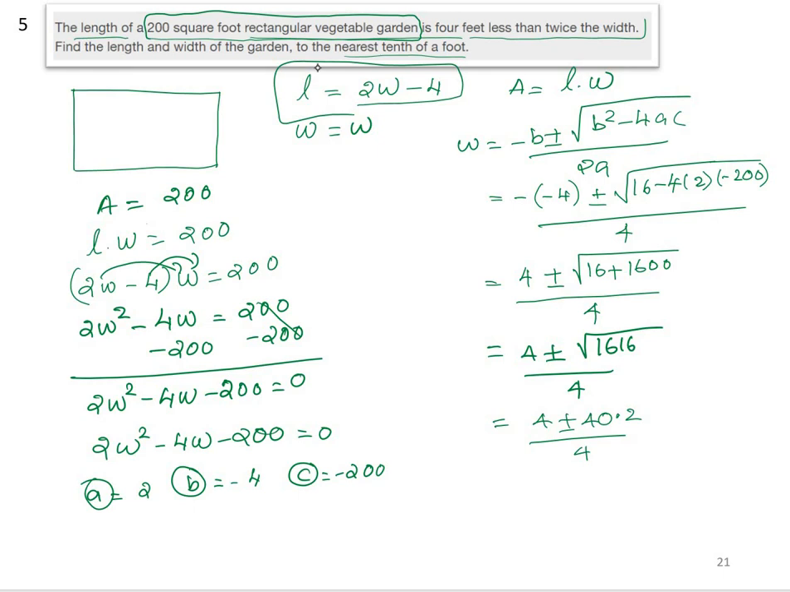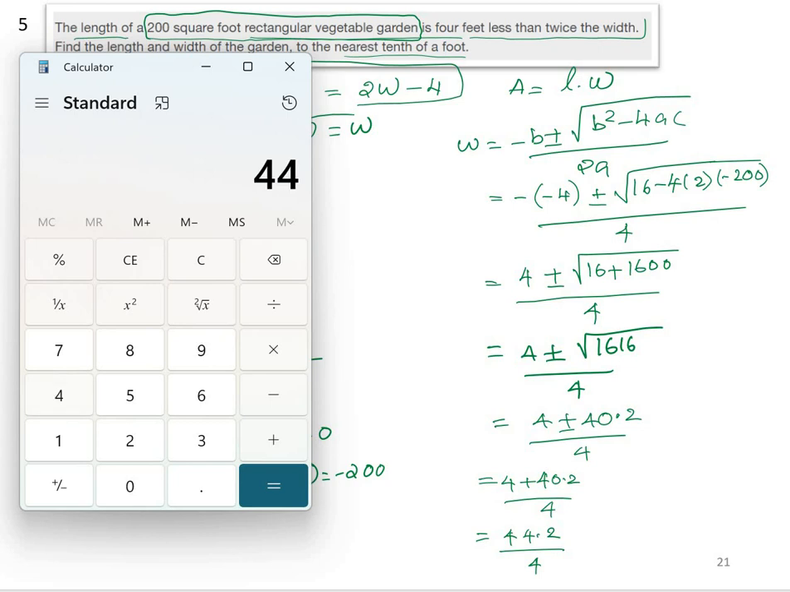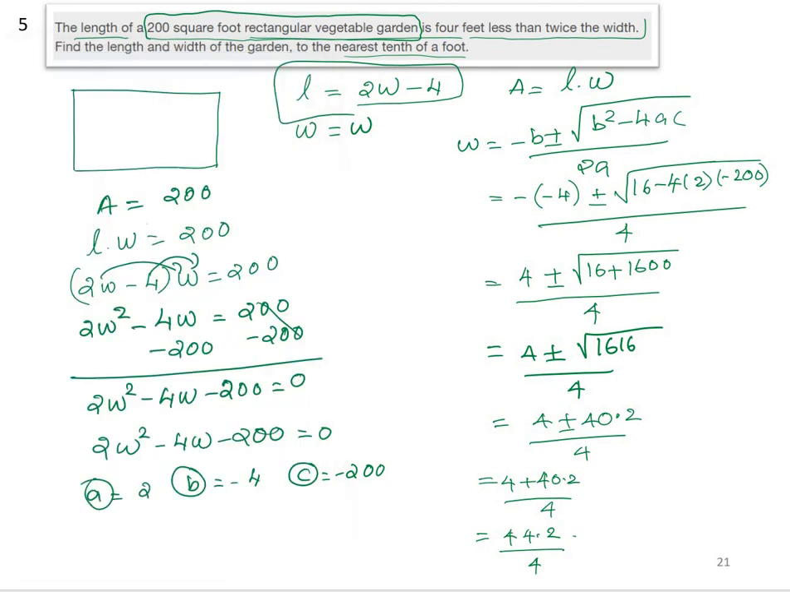Since the length is always a positive value, we cannot take the negative value. So it will be 4 plus 40.2 divided by 4, because 4 minus 40.2 will give you a negative value, so we just avoid that one. So it is 44.2 divided by 4, which equals 11.05, and we can round that to 11.1. That is the width.